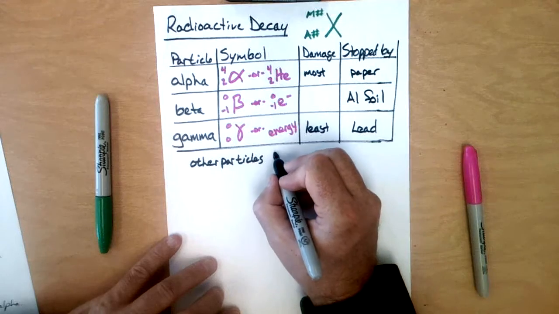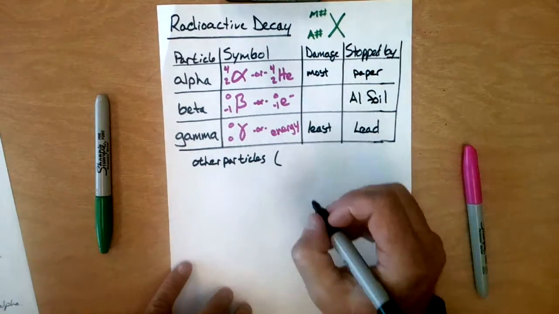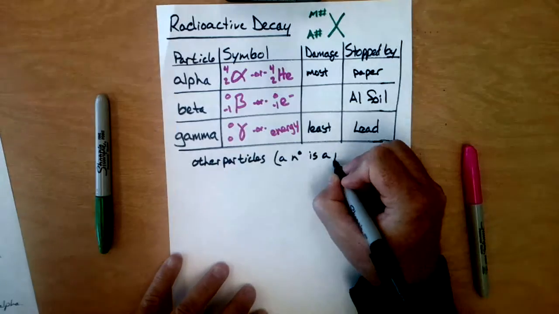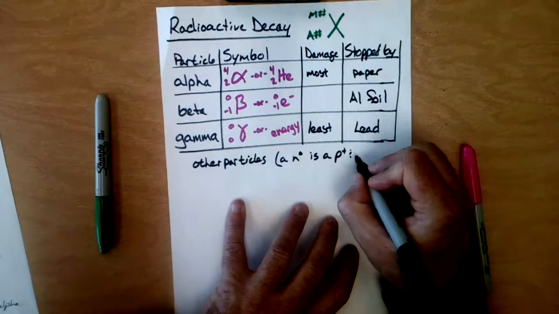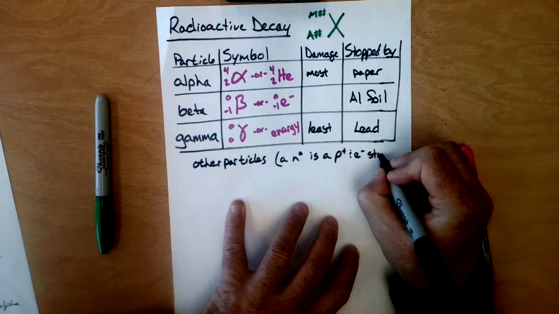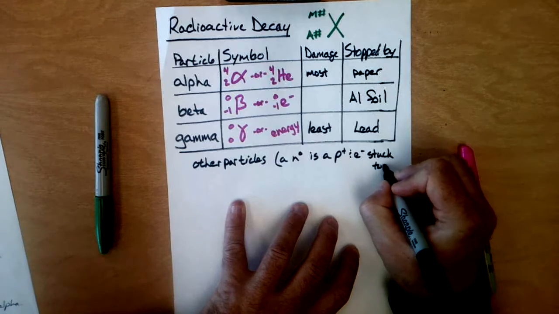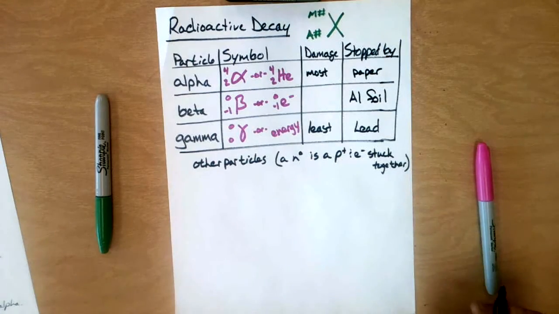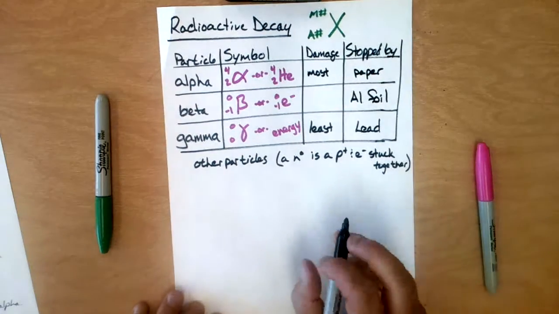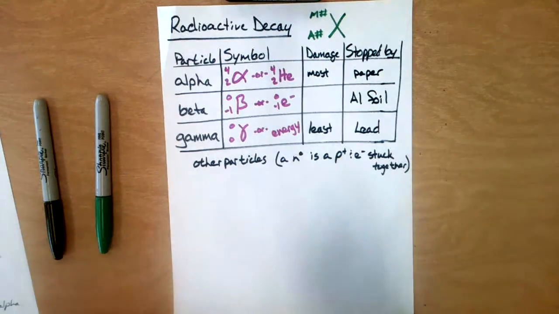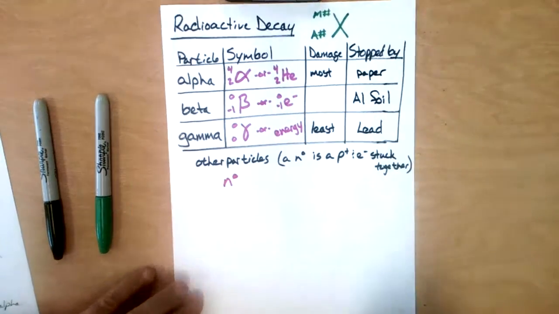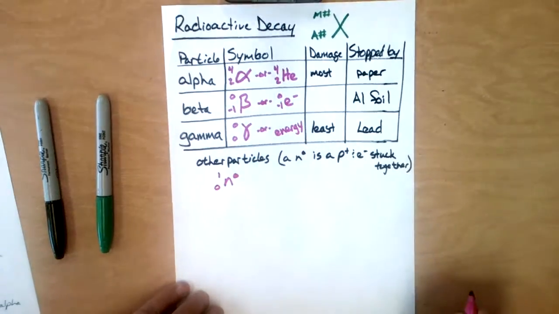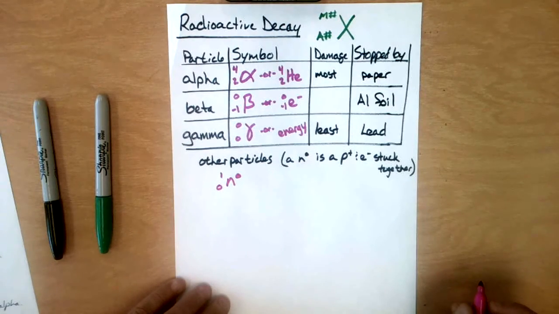If we remember from notes a few weeks ago, a neutron is a proton and electron stuck together. So maybe we could write it like this. What would the symbol for a neutron be? Well, it has a mass of 1, but is not a proton, so it's got an atomic number of 0.